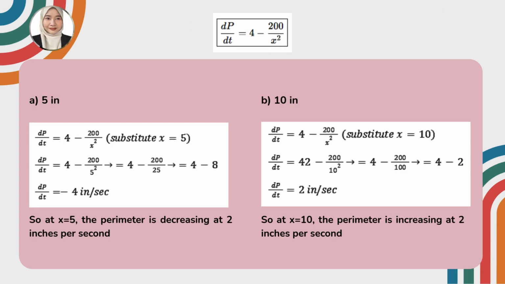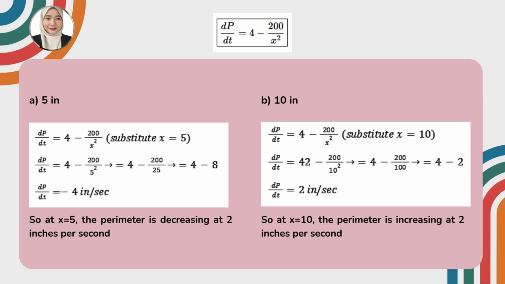For question A, the question is asking us to find the rate of change of the parameter P when the length of an increasing side is 5 inch. From the calculation above, we can just use the formula dP/dt equals 4 minus 200 over x squared. So x equals 5, which should be substituted into the equation. Then we get 4 minus 200 over 5 squared, and we just solve this equation. The final answer is that the parameter is decreasing at 4 inches per second.